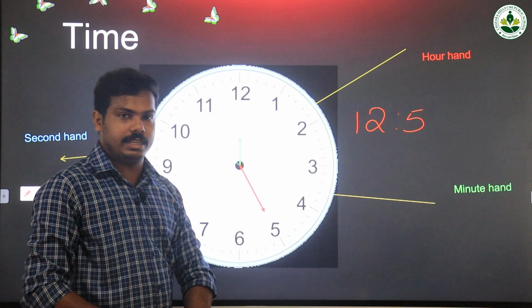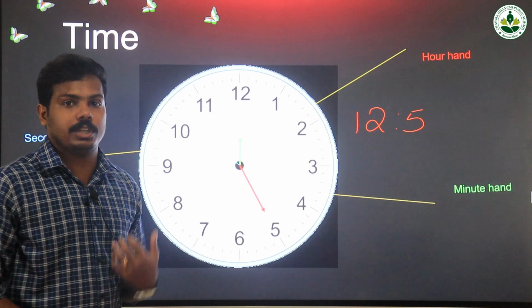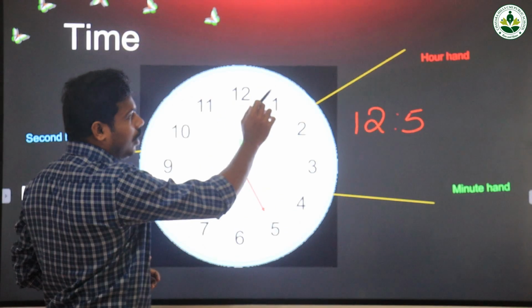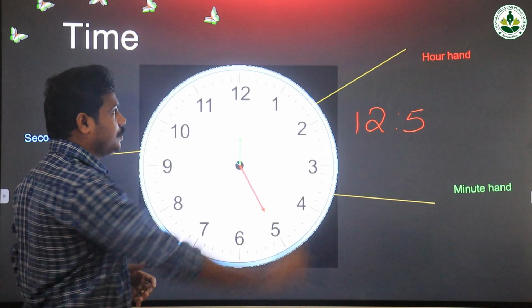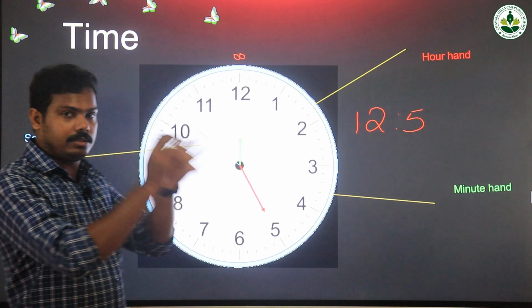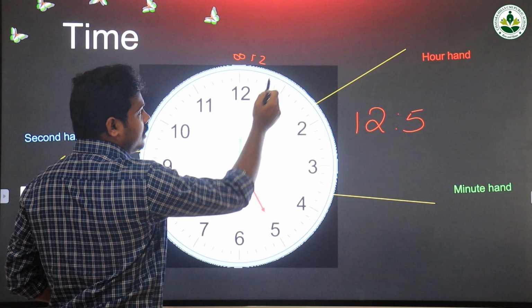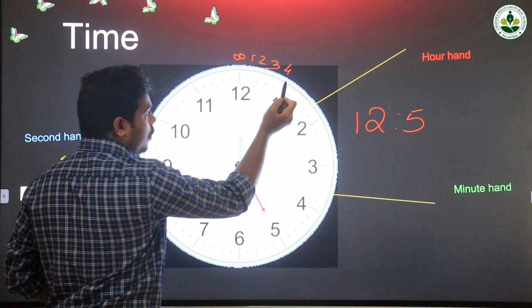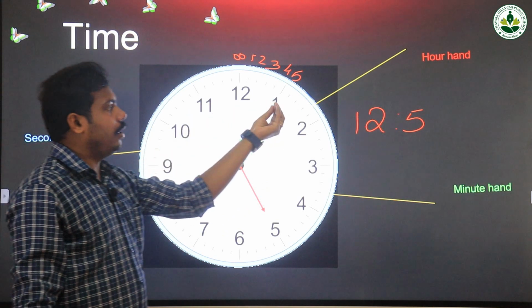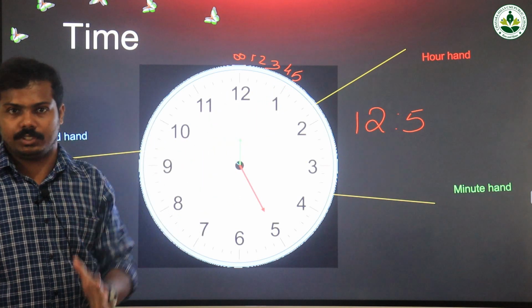If it is in the case of minutes, it is not 5, not 4, not 3. Then how will you check? For that, it shows each minute. Here you can see a lot of points. The first point is 0. We always start with 0. The first one is 1 minute, this is 2 minutes, this line shows 3 minutes, this line shows 4. So 1 is indicated as 5. When the minute hand is on 1, it shows 5 minutes.